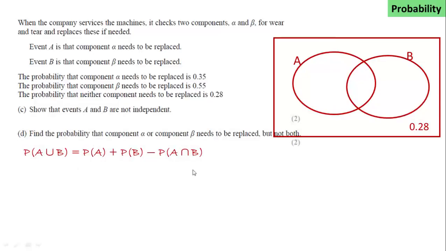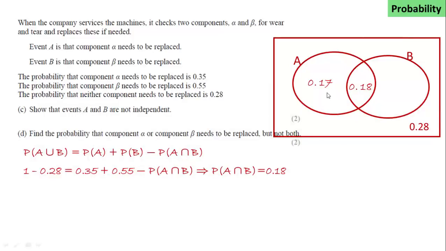From this recipe, I can work out that the probability that A or B needs replacing will be 1 minus 0.28, and this will be the probability of A plus the probability of B minus the probability of both. So I can calculate that the probability of A and B needing replacing is 0.18. And then I subtract that 0.18 from 0.35 to get the value 0.17, and from 0.55 to get 0.37. Now my diagram is complete.